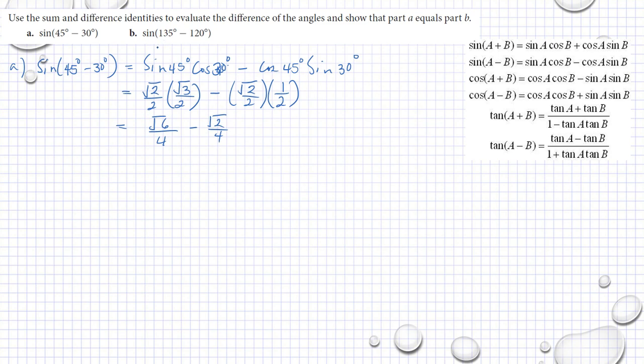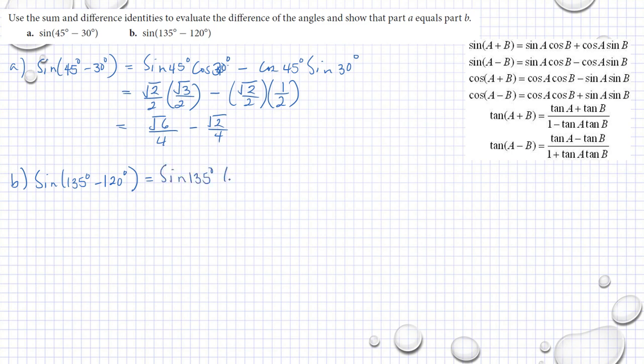And now we will show with part B, sine of 135 degrees minus 120 degrees, if we can find the same. 135 is in the second quadrant and 120 is in the second quadrant. 135 is the same as 45 degrees in the second quadrant. And 120, that is 90 plus 30, is 60 degrees in the second quadrant.